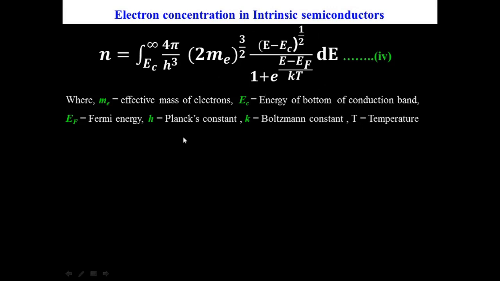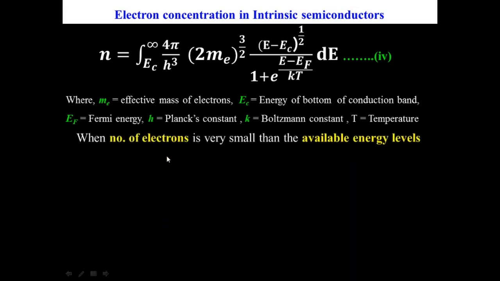Now, when the number of electrons is very small compared to the available energy states, we apply one condition. It means that E minus EF is very much greater than kT. When E minus EF is very much greater than kT, the exponential of (E minus EF) by kT is very much greater than 1, so we can neglect the 1 in this denominator.